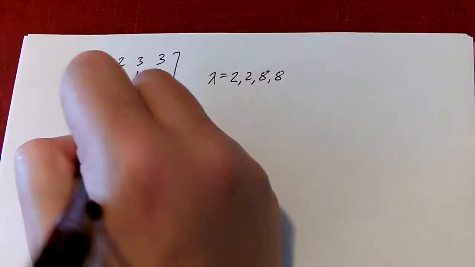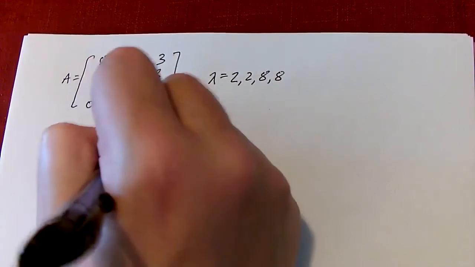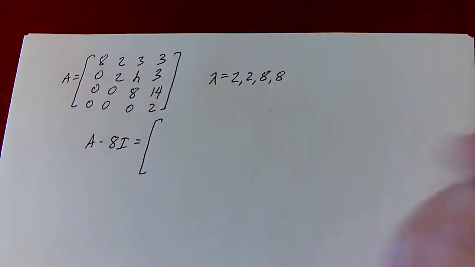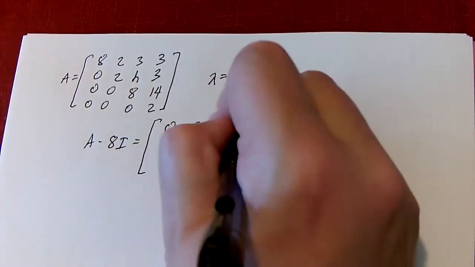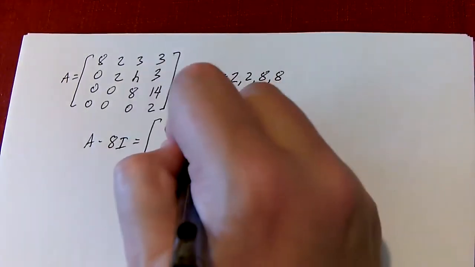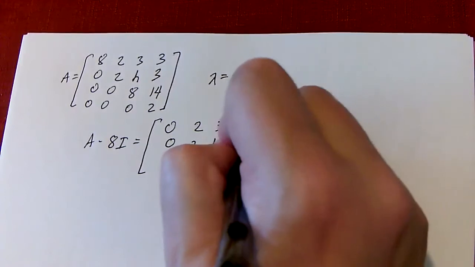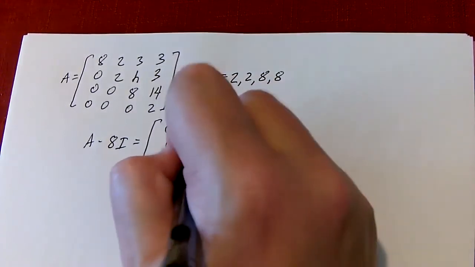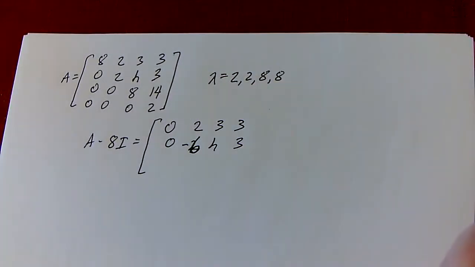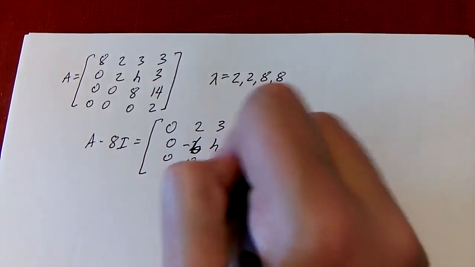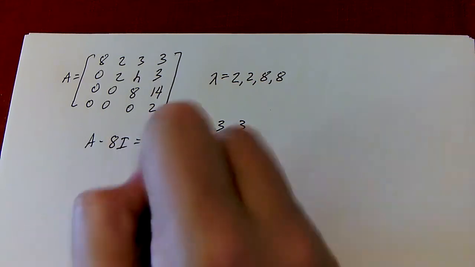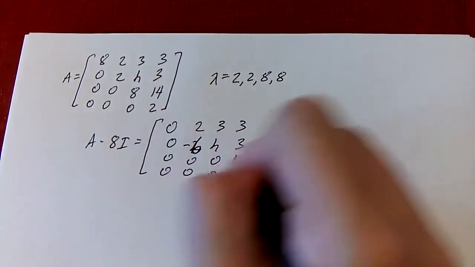Because when I do A minus 8I, okay, so I'm going to use 8 here. I'm going to get 0 there. 2, 3, and 3 are untouched. 0, 2, h, and 3. The 2 got subtracted by 8, so it's now a minus 6. 0, 0, 0, and 14. And then 0, 0, 0, and 2.